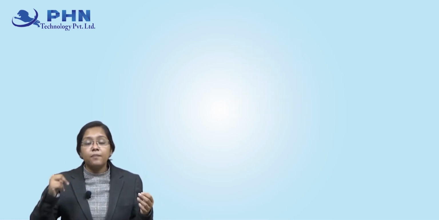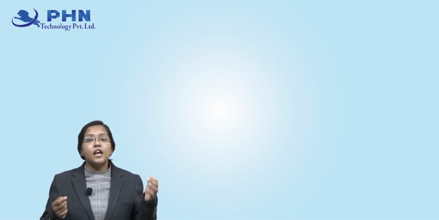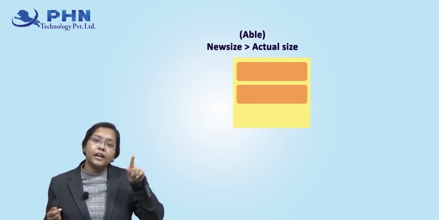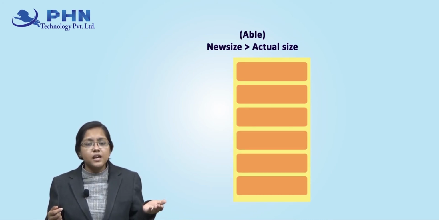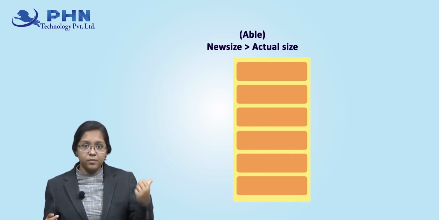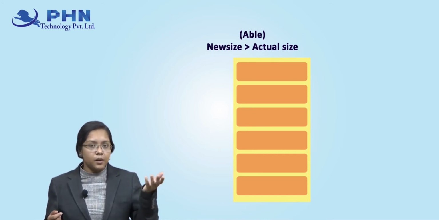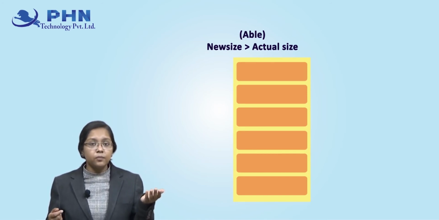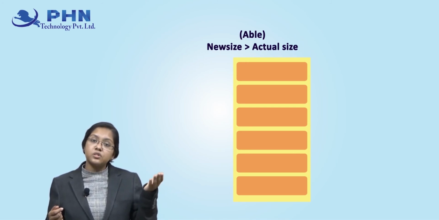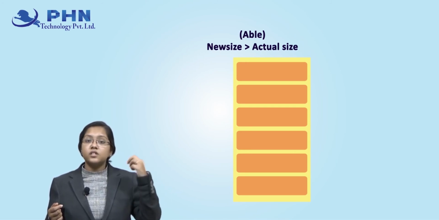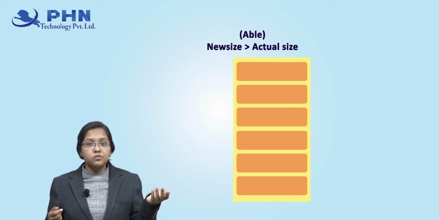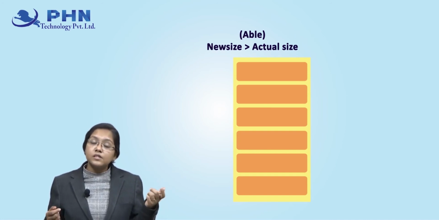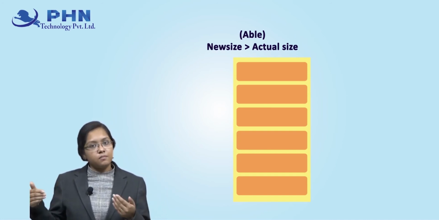Now the second type is, if your new size is greater than your actual size, then it will increase the memory size, because in the third statement of my previous example, that's what was happening. The new size was greater than the actual size, because the actual size was 5. So 6 was greater than my actual size. That was my new size and it was greater, so it was increasing the memory block.